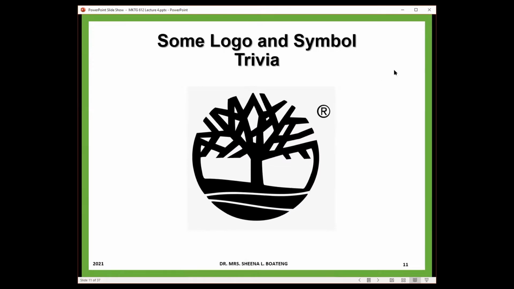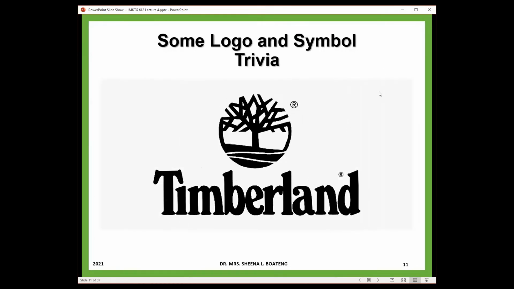Yeah. Good. Let's see if you can identify the brands that these symbols and logos belong to, right? Starting from this one. Which brand does this symbol belong to? Timberland. Yes, Timberland. Very good. Isaac Owusu said Timberland as well. So you're right, Timberland, right?